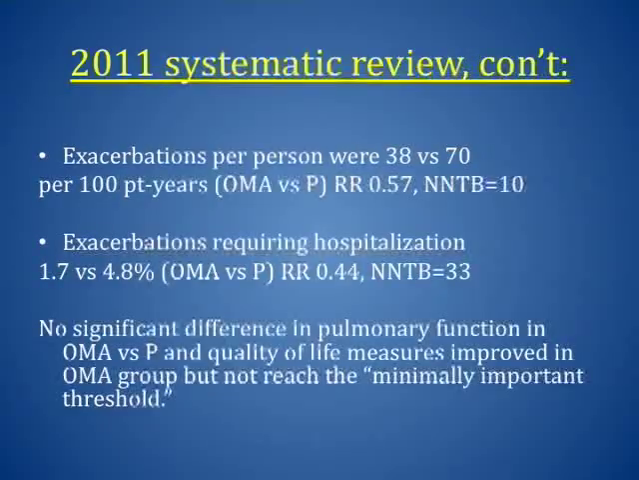And then looking at exacerbations, this forest plot I think is the easiest way to look at it. The studies are really quite consistent, showing that the relative risk for at least one asthma exacerbation during the steroid stable phase is half. And expressed in different ways, exacerbations per person were 38 versus 70 per 100 patient years in the omalizumab versus placebo. The number needed to benefit was 10.